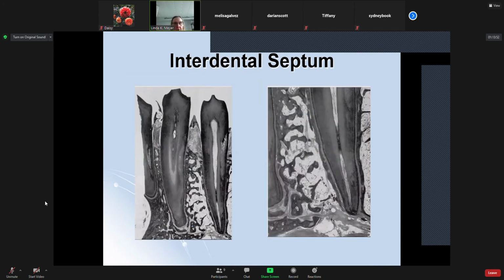This is just a microscopic slide. Again, you can see in the close-up here all this spongy bone with the marrow spaces. And then this is just the alveolar bone proper of this tooth socket and the alveolar bone proper of that tooth socket.